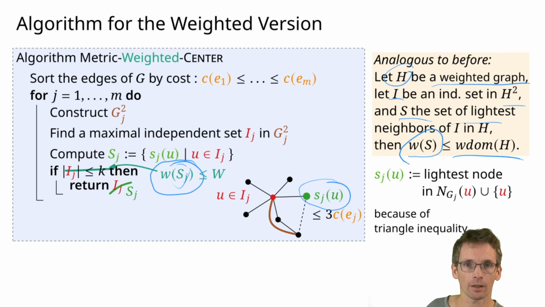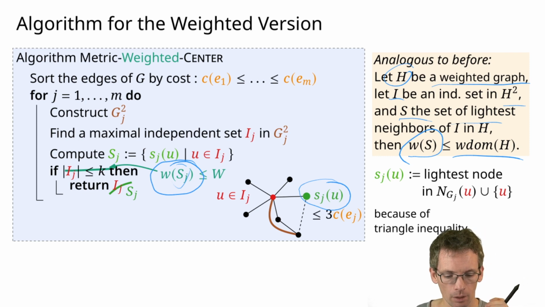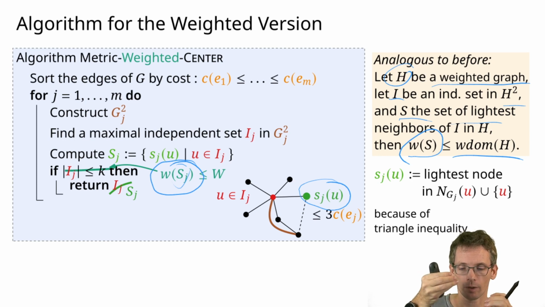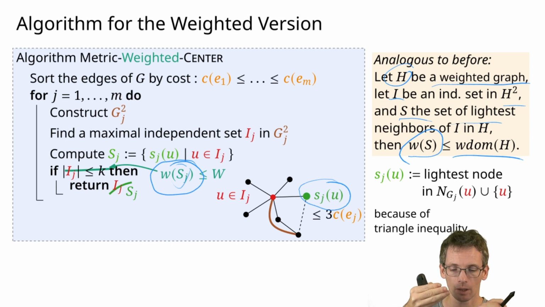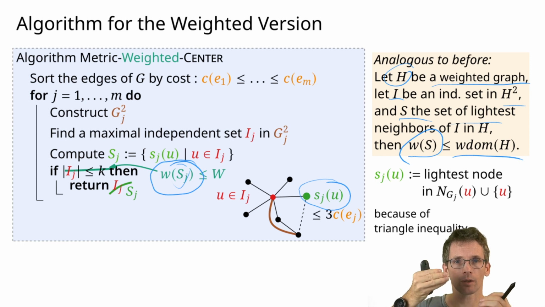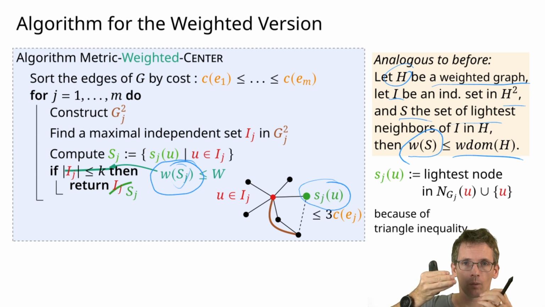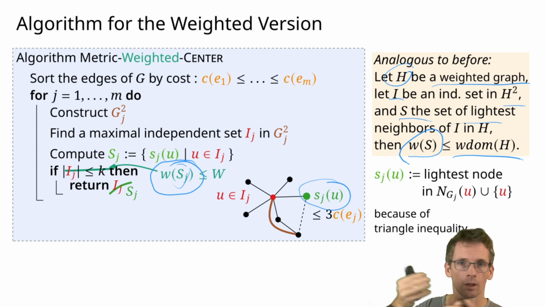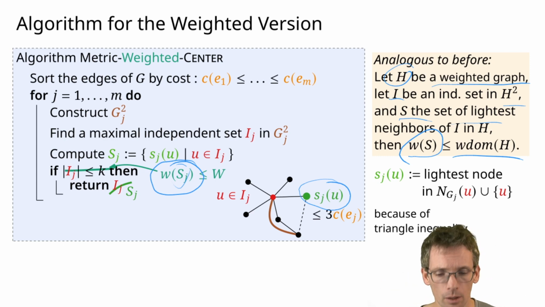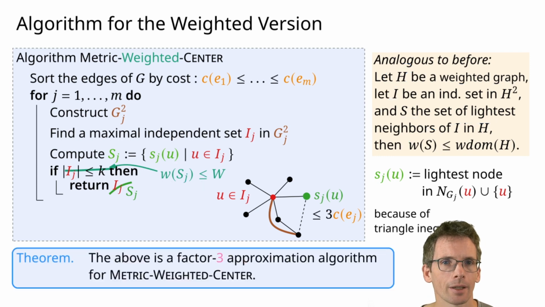The weight of that lightest vertex in that neighborhood is smaller or equal to the weight of the corresponding vertex in the dominating set. Yeah, because it's the lightest one in the neighborhood and the dominating one is also in the neighborhood. So I can lower bound the weight of that vertex in the dominating set by that lightest node. And since I can do that for all of the vertices in the dominating set, I get this bound, and I can overall conclude that I here have a 3 approximation.